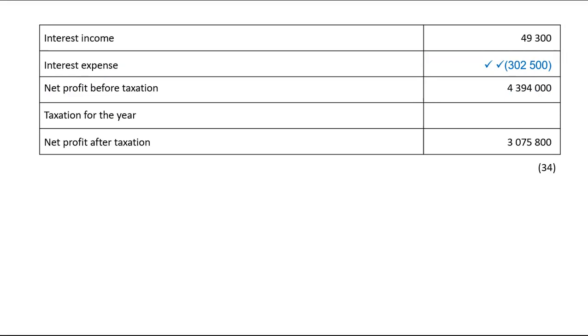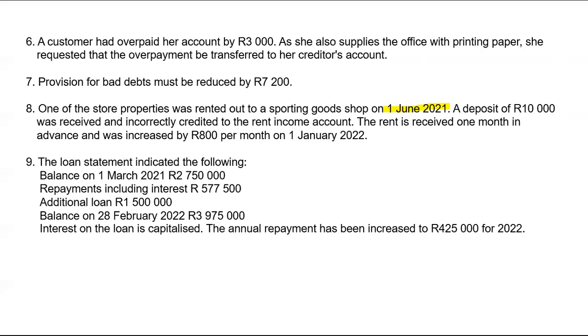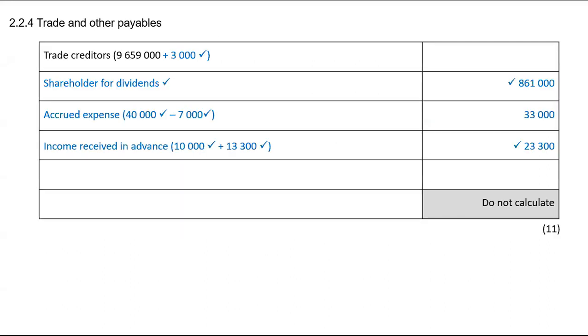Now, when it comes to the loan, let me just finish this thing that has to do with the loan. Please note the last part where they said interest on the loan is capitalized. Okay, that's fine. Obviously, we know we have to use what we just did when interest is capitalized. Then they say the annual repayment has been increased to 425,000 for 2022. They're saying that for the next financial year, this is how much we are going to pay towards that loan. Immediately when they give you that, just note that you need to take that 450,000 minus from non-current liabilities, which is the loan, and put it in trade and other payables, and you will put it as a current portion of the loan.